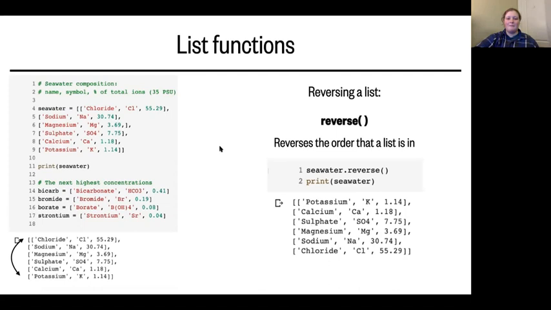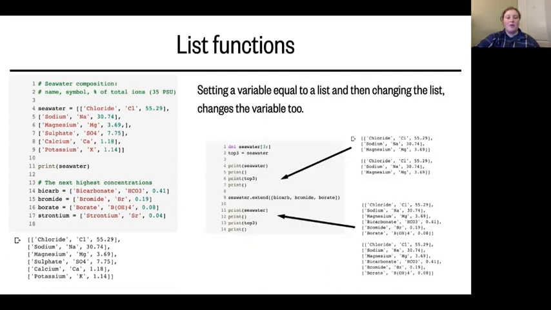So setting a variable equal to a list and then changing the list actually changes the object that the variable is pointed to as well. So when you try and print that variable, you're going to have it changed. Let me give the example here. You have del seawater 3 to the end, right? So we just have those chloride, sodium, and magnesium. And I've set top 3, just a variable name, equal to that bit of the list. I print both of those, and they should absolutely look the same, right?